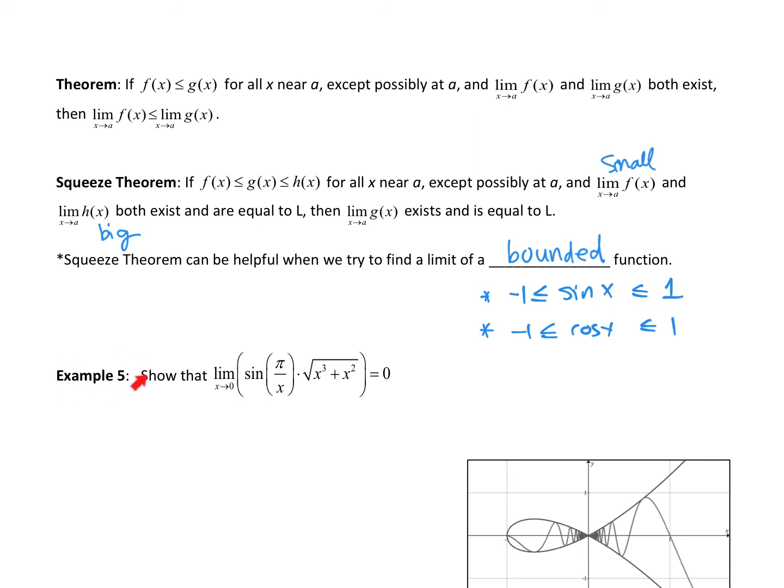So let's look at example 5. Show the limit as x approaches 0 of this crazy function, sine of pi over x times the radical of x cubed plus x squared, is equal to 0. Okay, this is very complicated. I don't know what to do.